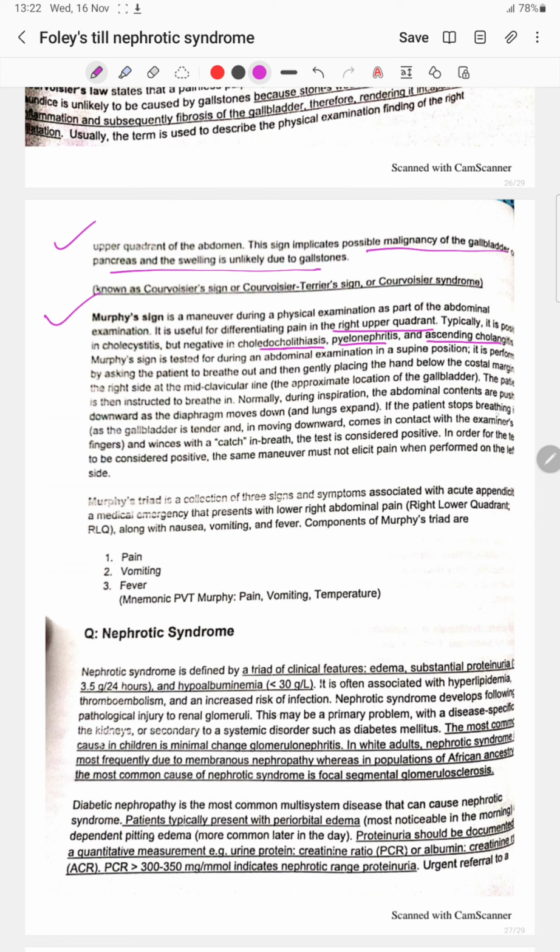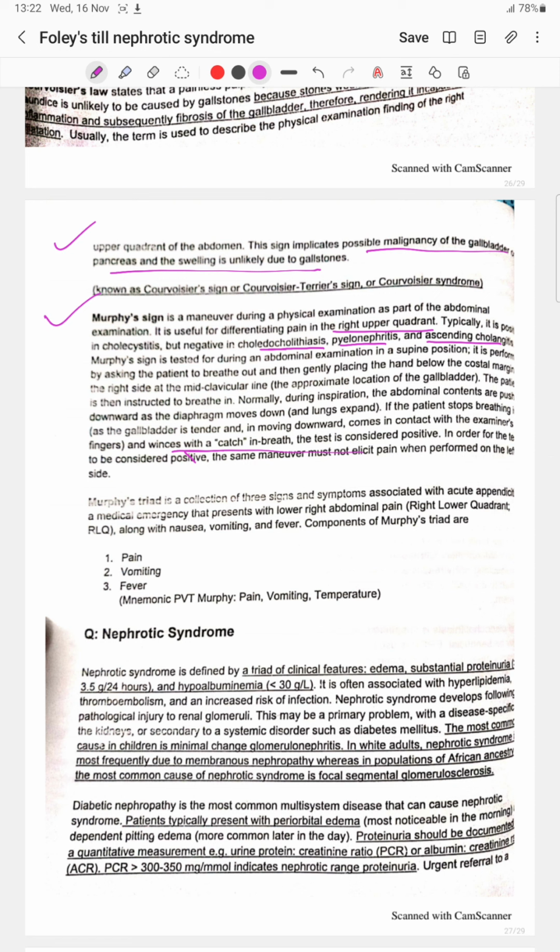If the patient stops breathing in as the tender gallbladder moves downwards and comes in contact with the examiner's fingers, there is a catch in the breath, and the test is considered positive. In order to be considered positive, the same maneuver must not elicit pain when performed on the left side.